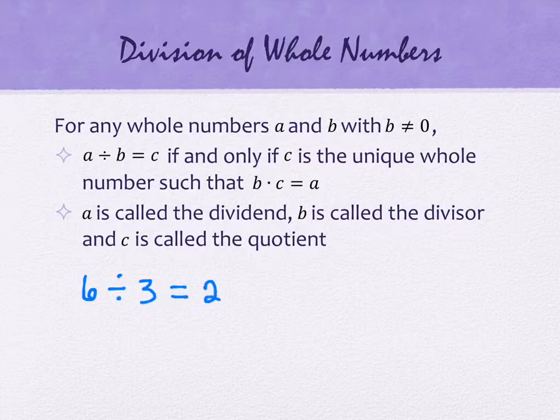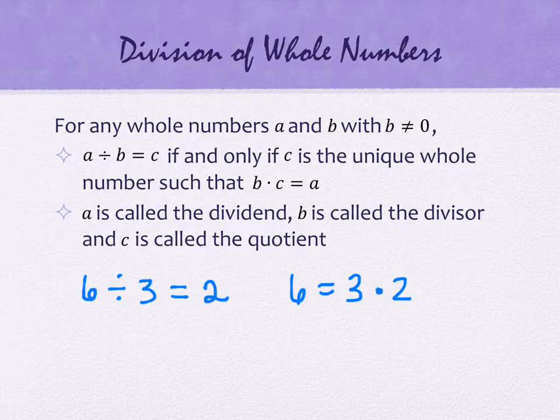Well, 6 divided by 3 is 2. And the reason is because 6 is equal to 3 times 2, or you could say 3 times 2 is equal to 6. This is kind of what we did with addition and subtraction. We figured out how to define and talk about addition, and then we defined subtraction in terms of addition. Same thing for multiplication and division.